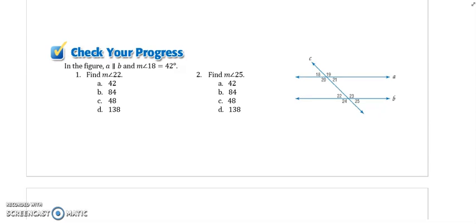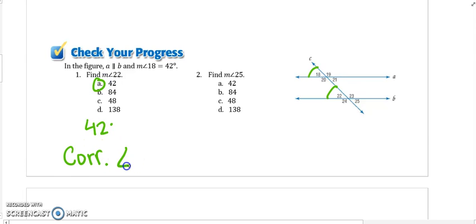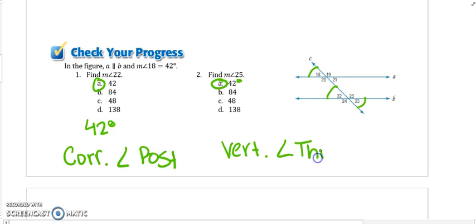Okay, find the measure of angle 22 if 18 is 42, and it tells you they're parallel, which is really important. So if this is 42, this is 42. So that's your answer. But why? Well, because they're corresponding angles, and corresponding angles are congruent according to the corresponding angle postulate. Then it says to find 25. Well, 22 and 25 are vertical angles, and if 22 is 42, then 25 is as well. It's 42 degrees, by the vertical angle theorem. Great.